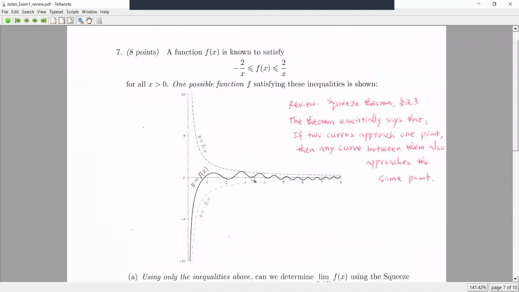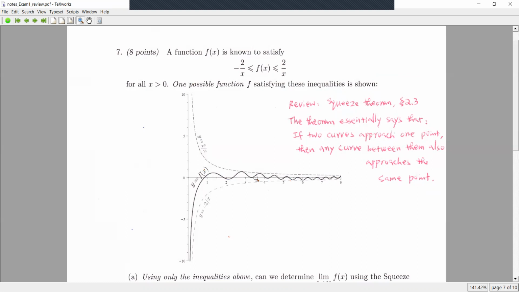As x approaches 0 from the right side, the lower function approaches negative infinity. This curve is the graph of the lower function. The curve goes down to negative infinity near the origin. The upper function approaches positive infinity. This curve is the graph of the upper function. This curve goes up to positive infinity near the origin.